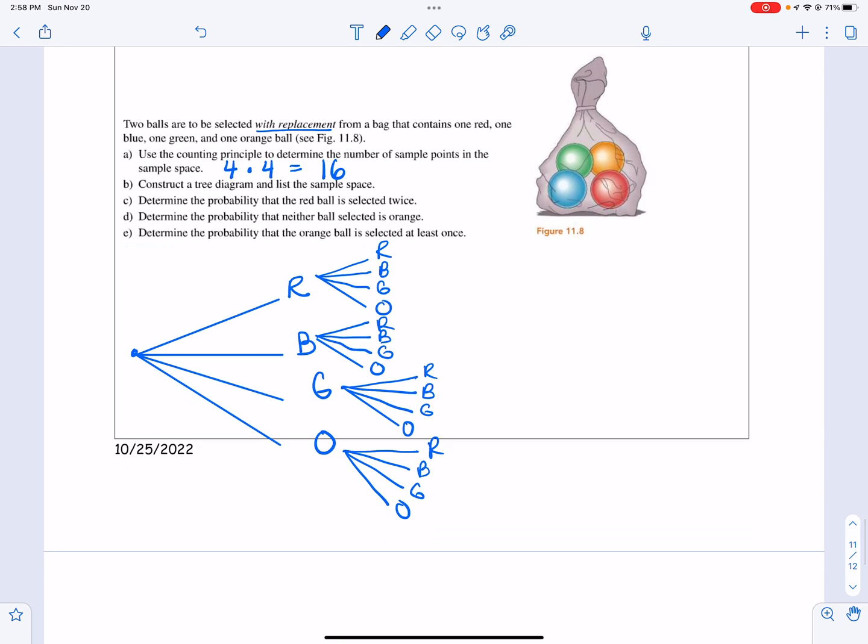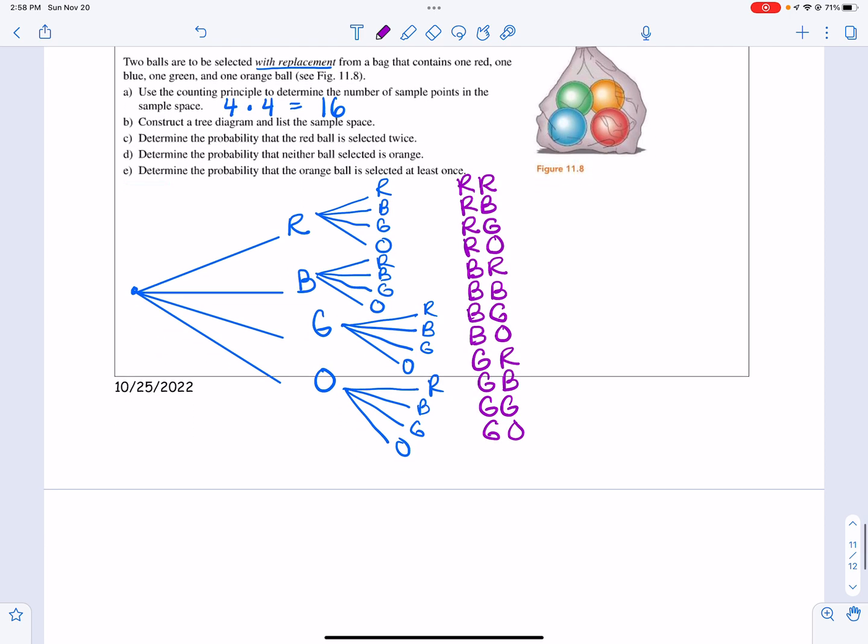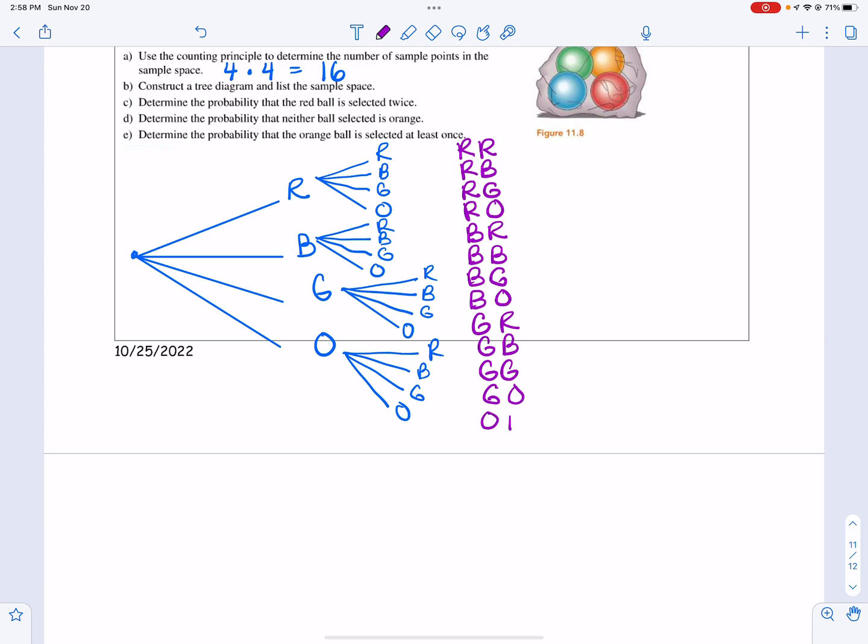And so now I'm going to list the sample space. So we can have a red and then a red, a red and a blue, a red followed by a green, a red and then an orange. And the first one can be blue: red, blue, blue, blue, green, blue, orange. And then we go to green: red, green, blue, green, green, green, orange. And then the last one is orange: red, orange, blue, orange, green, and orange, orange. So those are all of these 16 possible choices, okay?